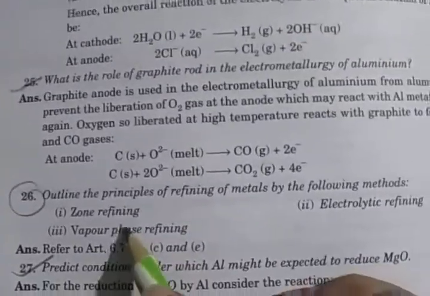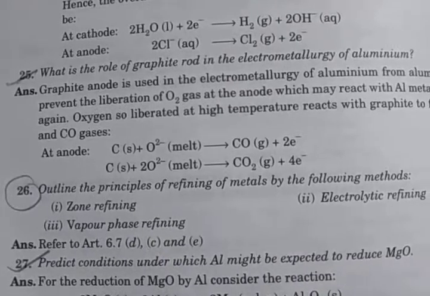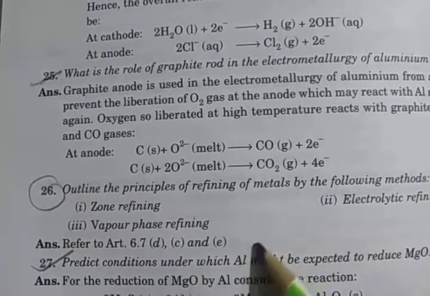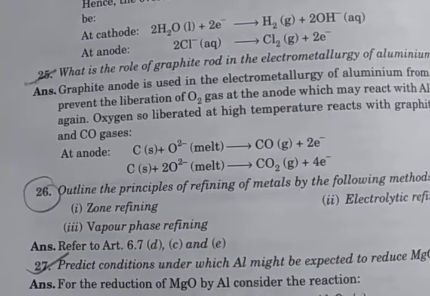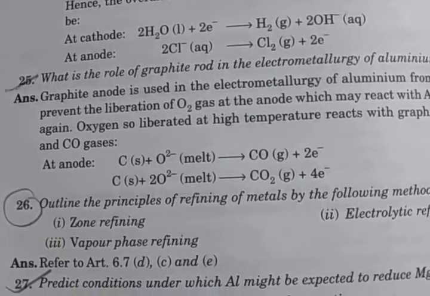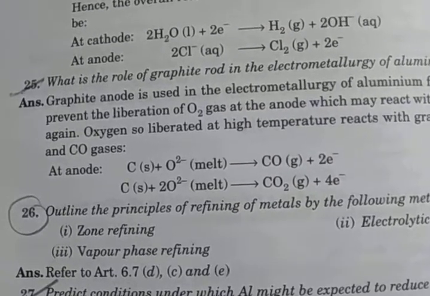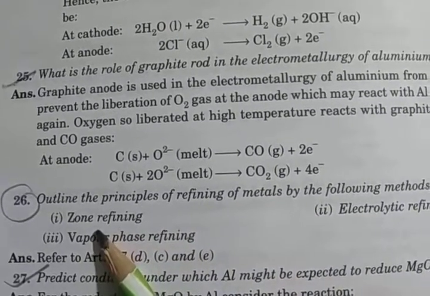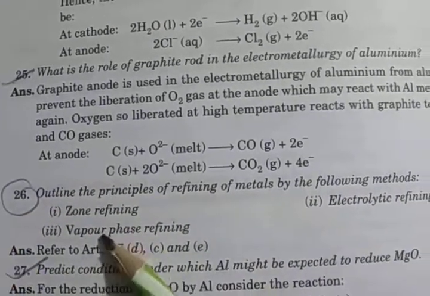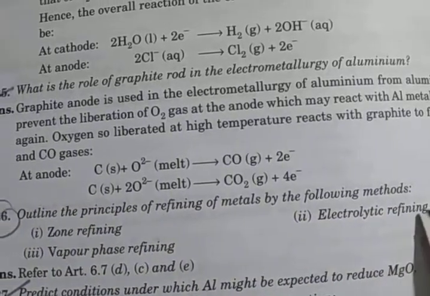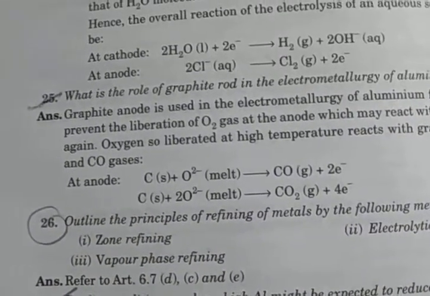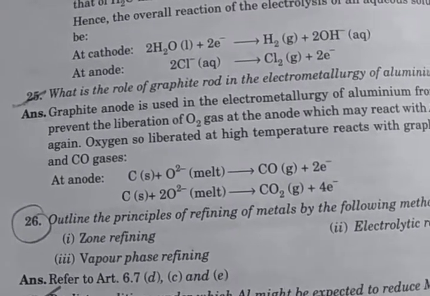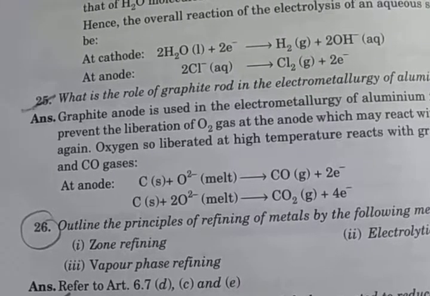Then question number 26: Outline the principle of refining of metals by the following methods. These circled questions I already explained in my last videos. Please focus, because this question is given directly. Zone refining method I already explained, vapor phase refining, electrolytic refining, chromatography. I already explained them in my videos, so please see those videos. And the next question I will explain.